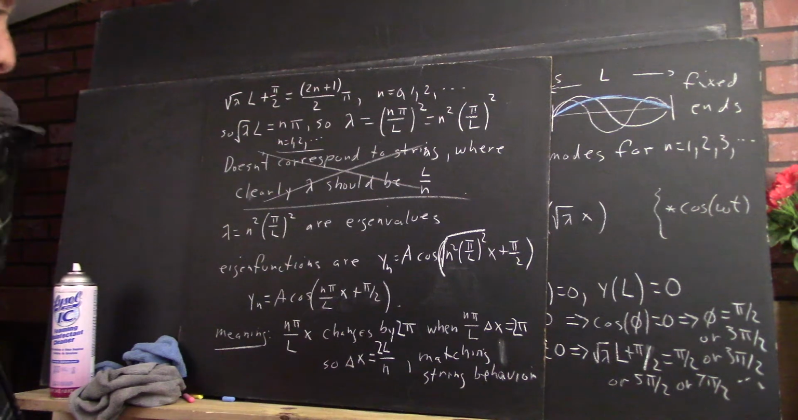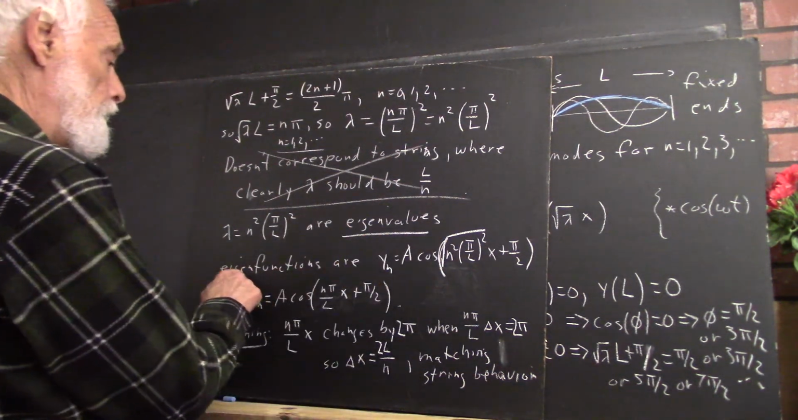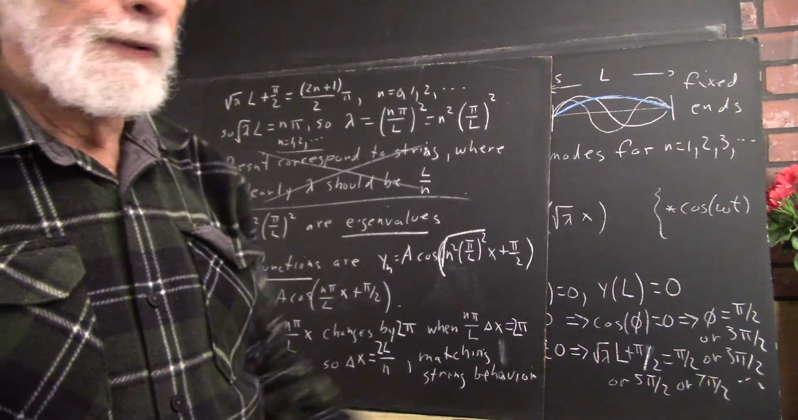So that's one example of eigenvalues. Okay, you get your eigenvalues, get your eigenfunctions, and your eigenfunctions correspond to what happens to the string.